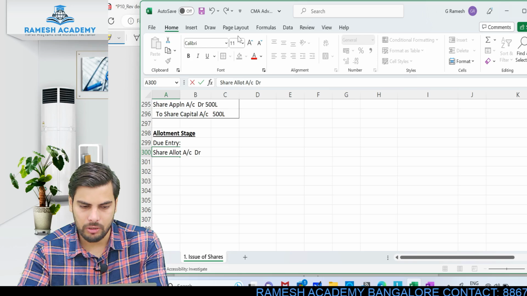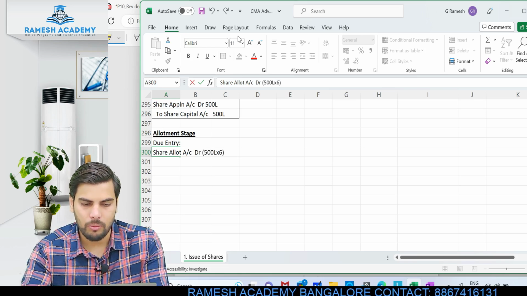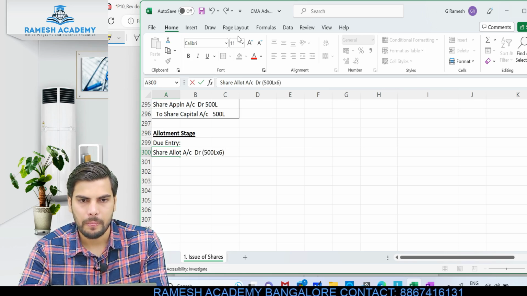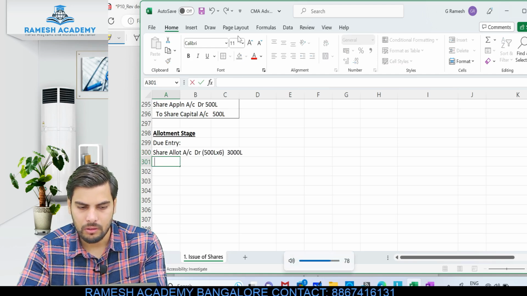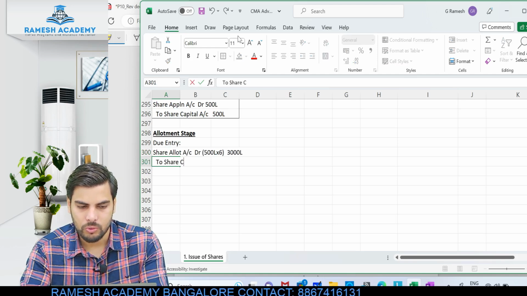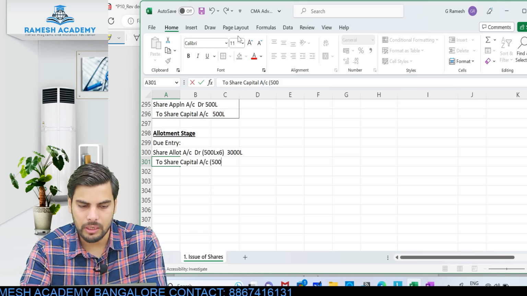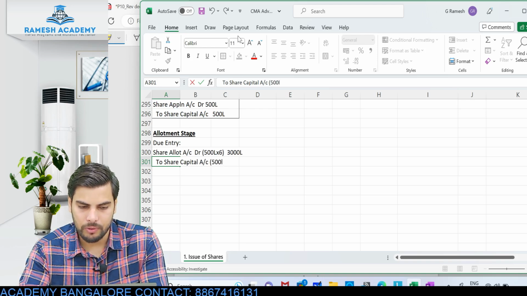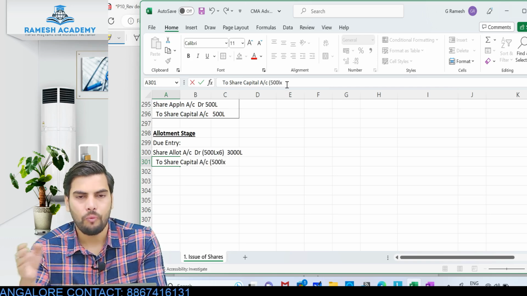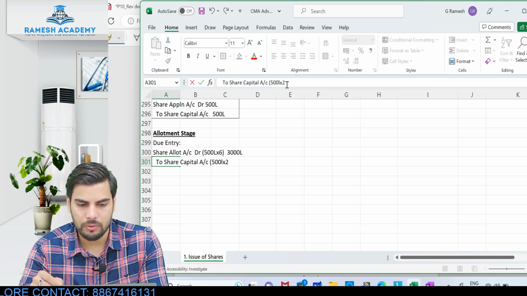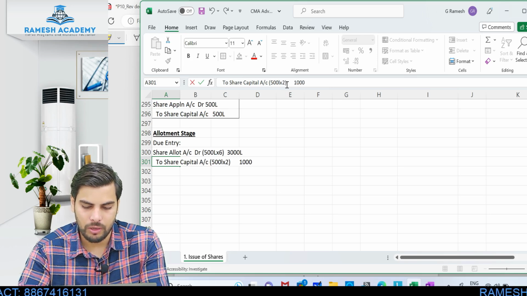Share allotment account debit, 500 lakh is the total number of shares, and how much is the total amount which is due at allotment? It is 6 rupees, right? So this would be 3000 lakh to what? To share capital account. Now be careful over here. Share capital will be representing to the extent of nominal value. How much is the nominal value? Out of 6 rupees, 4 rupees is the securities premium, 2 rupees will be the nominal value. So to share capital, this would be to the extent of 1000 lakh.